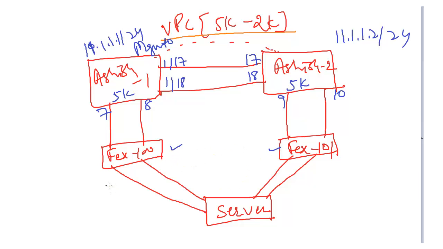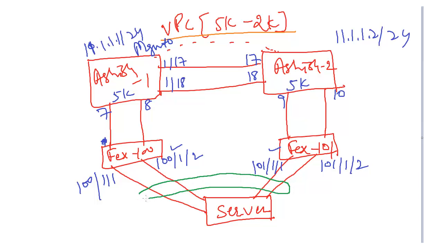So I will be naming it FEX 100. So if this port will be 1/1 of that, it means 100/1/1, and it will be 100/1/2. It will be similarly 101. We don't have number on these. So we will form vPC between these two. Means once the FEX is configured, we will configure vPC1, and on these ports we will be configuring LACP.